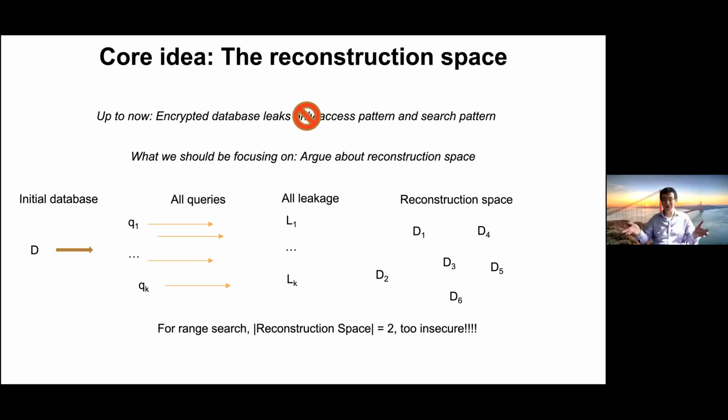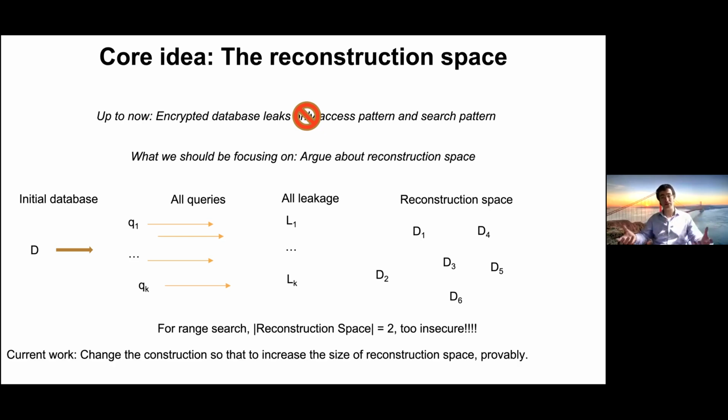For example, we know that for range search, the reconstruction space is exactly 2. And this is really, really insecure. In other words, if you have a range scheme and you observe all possible queries on the range scheme, you can prove mathematically that out of this leakage, you can go back to exactly 2 databases, right? And this is very, very insecure. So the question is, how can we change the construction of encrypted databases so as to increase the size of the reconstruction space, provably, so we're able to prove that this construction will give you a bunch of databases, an increased space, and even if you see the leakage, you will not be able to tell which one you started from. So this will provide a basis for actually arguing about how secure these things are.